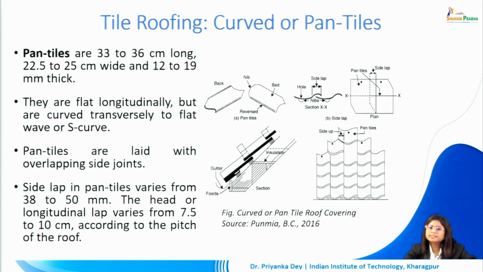Now the pan tiles are laid with overlapping side joints, and the side lap in pan tiles varies about 38 mm to 50 mm. The head or the longitudinal lap is slightly more, between 7.5 to 10 centimeter. And this will of course depend upon the pitch that we have adopted for our roof. So as you can see here, there is a slight curve to the particular type of tile, but of course longitudinally, if we see, it's flat.